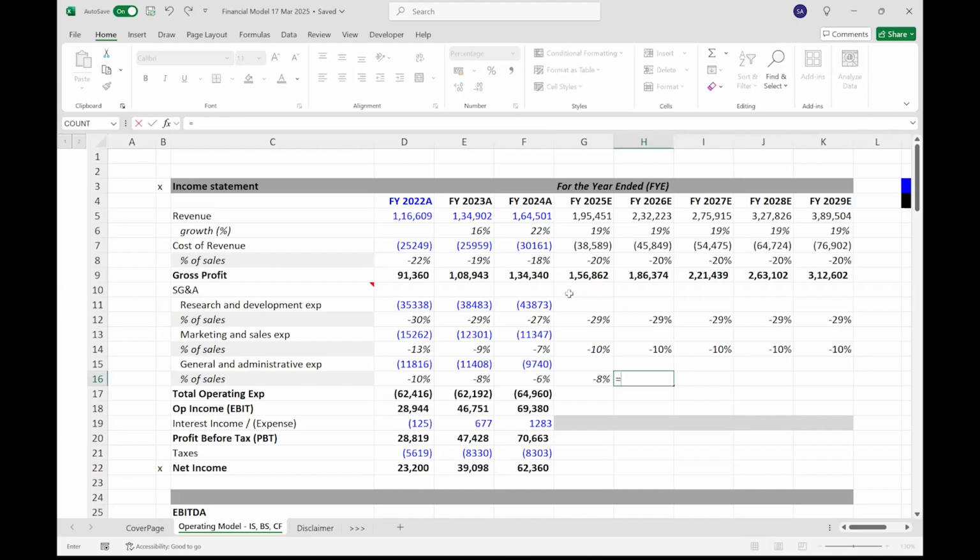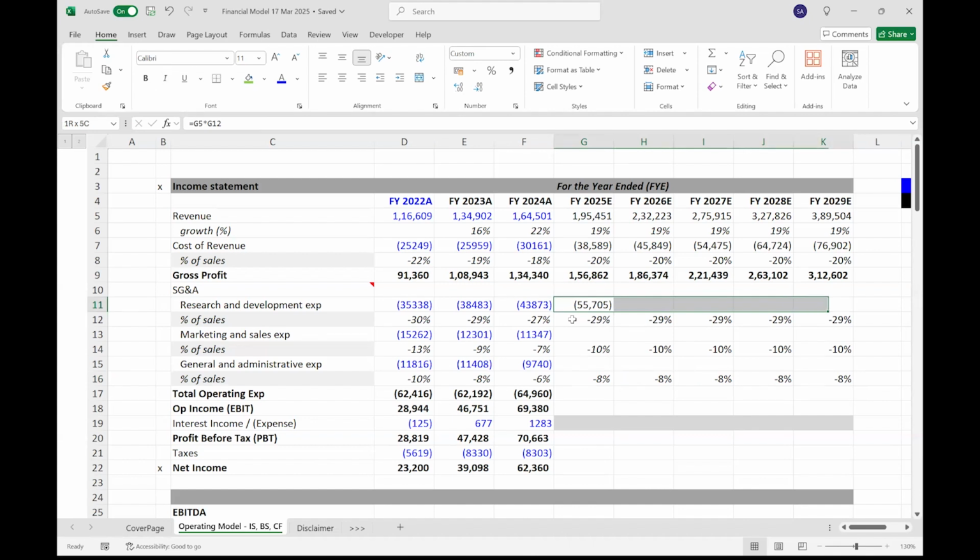And 8% will be my sales expense, general and administrative expense. So how can I calculate the research and development? Anyone? Same revenue into the percentage. Yes. So revenue into percentage of research and development. So I will just drag it. So this will be revenue into this. Same way, what you can do is for marketing and sales, revenue into 10%.